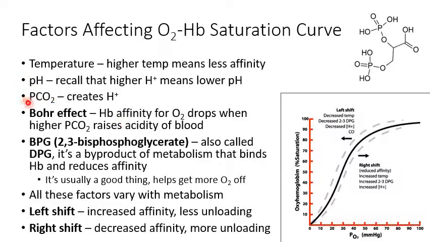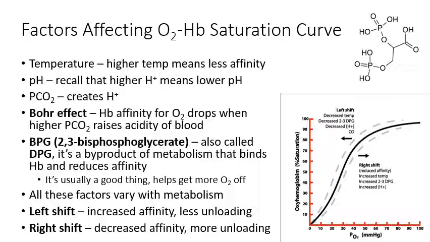Then the partial pressure of carbon dioxide matters because if you have more carbon dioxide in the blood, you're going to make more protons. Anytime you have carbon dioxide that dissolves in the blood, it's going to end up making some protons and lowering the pH as a weak acid. So more carbon dioxide means more protons, means lower pH, means less affinity. That's actually described by the Bohr effect. The Bohr effect is the phenomenon in which if you have a greater amount of carbon dioxide in the blood, that causes the blood to be more acidic, and that reduces the affinity of hemoglobin for oxygen.